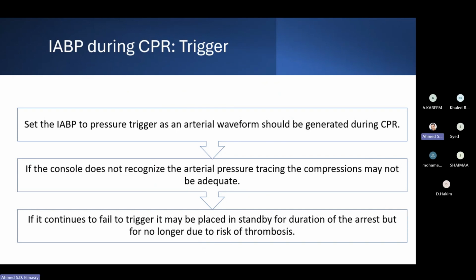During the chest compression, the machine will sense the changes in the pressure and will use the systolic upstroke as a trigger in order to start the balloon deflation. And if the console is not able to recognize the arterial pressure, you have to apply high quality CPR. And if you did this and the console is still not able to recognize the trigger, you can in this situation put the balloon in the standby mode, but not for a longer duration because of the risk of thrombosis.